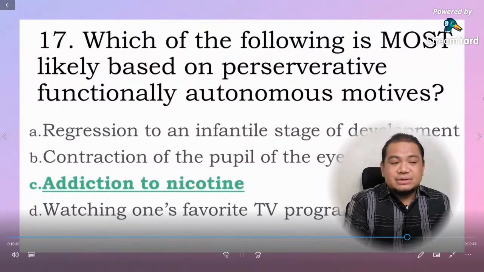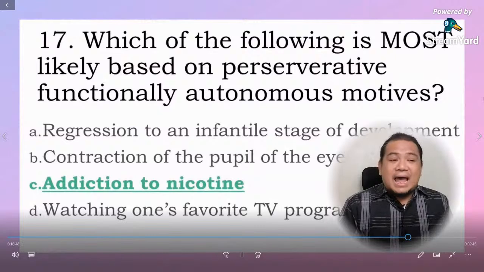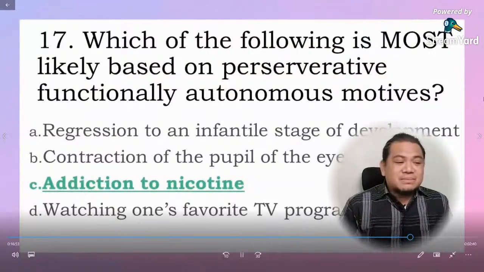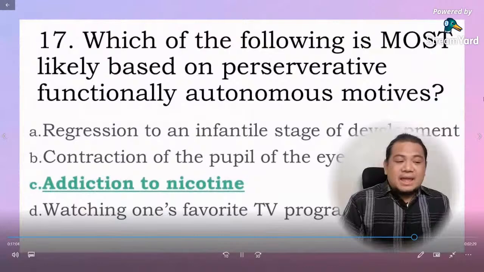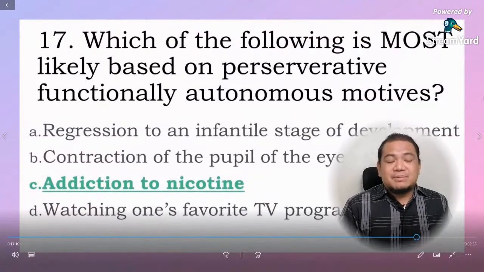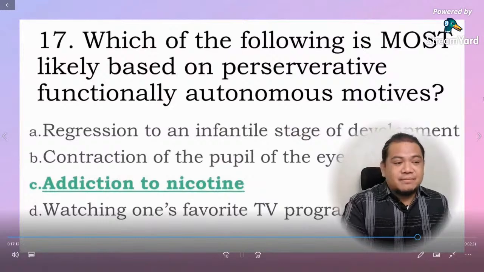The answer is addiction to nicotine. Allport listed other examples of perseverative functional autonomy that involve human rather than animal motivation. The first is an addiction to alcohol, tobacco, or other drugs when there is no physiological hunger for them. Alcoholics continue to drink although their current motivation is functionally independent from their original motive.